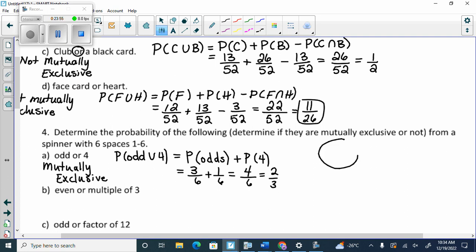Because if I had a spinner with 6 pieces, 1, 2, 3, 4, 5, 6, and it's odd or a 4, that's this one, this one, this one, and this one, which is how many? 4 out of 6, right? You could actually visualize.